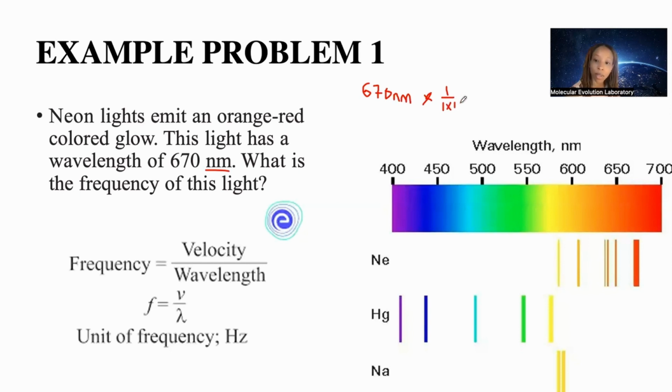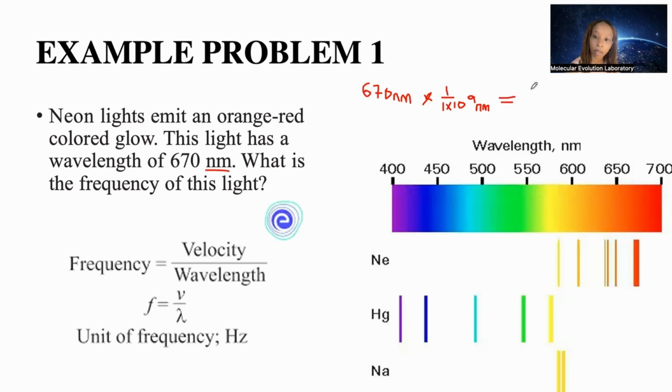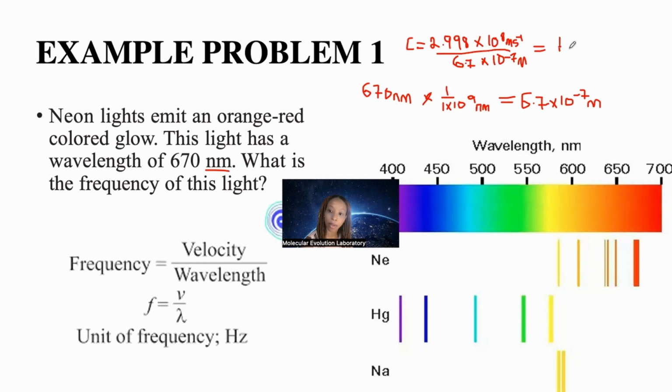1 times 10 to the 9, which basically gives us 6.7 meter times 10 to the minus 7. Now that we have the wavelength in meters, the frequency would be velocity, which is the speed of light, c, 2.998 times 10 to the 8 meters per second, divided by 6.7 times 10 to the negative 7 meters, which basically gives us 4.5 times 10 to the 8. So this gives us the frequency that neon emits at a wavelength of 670 nanometers.